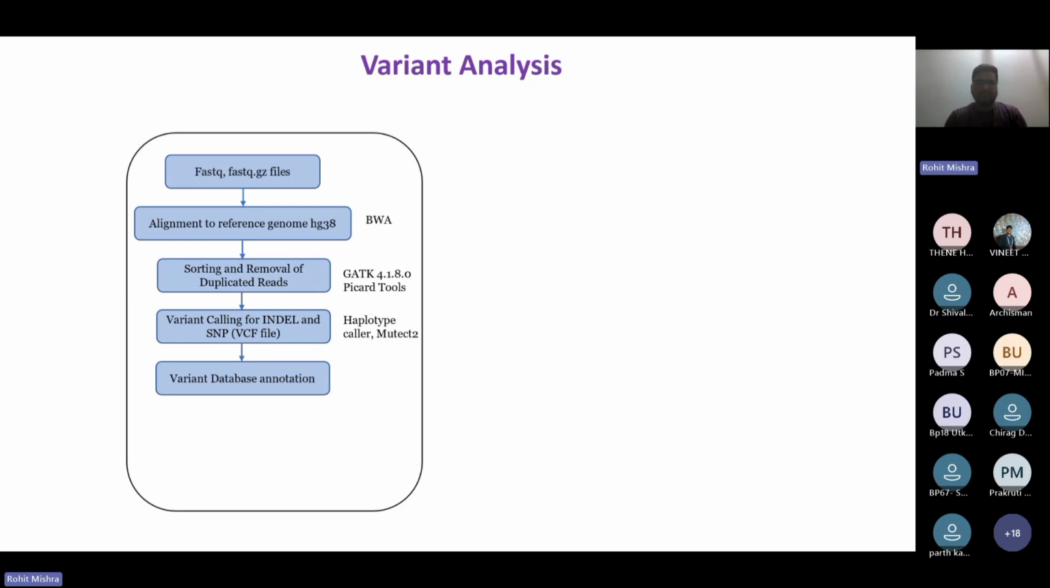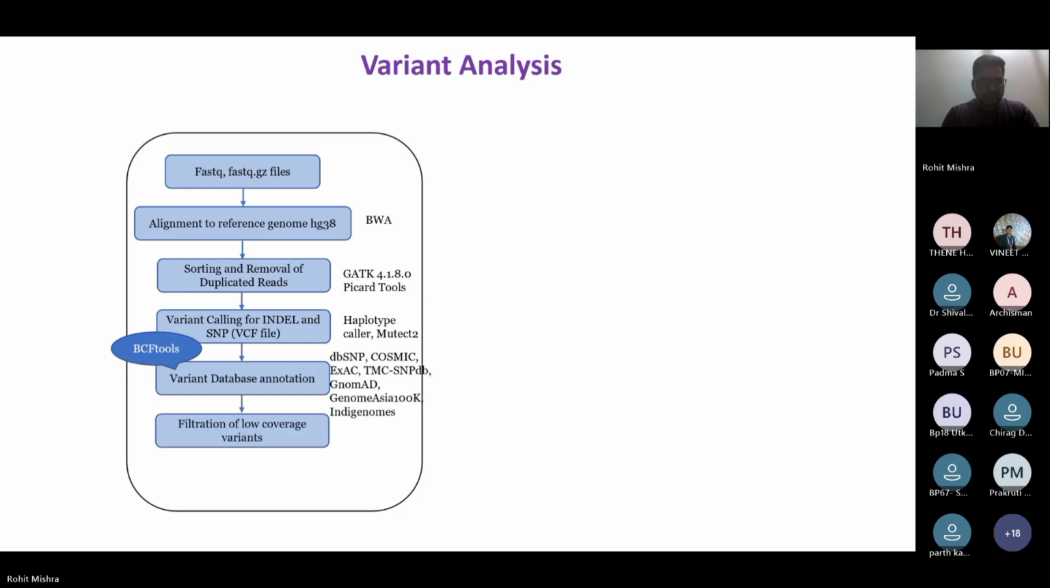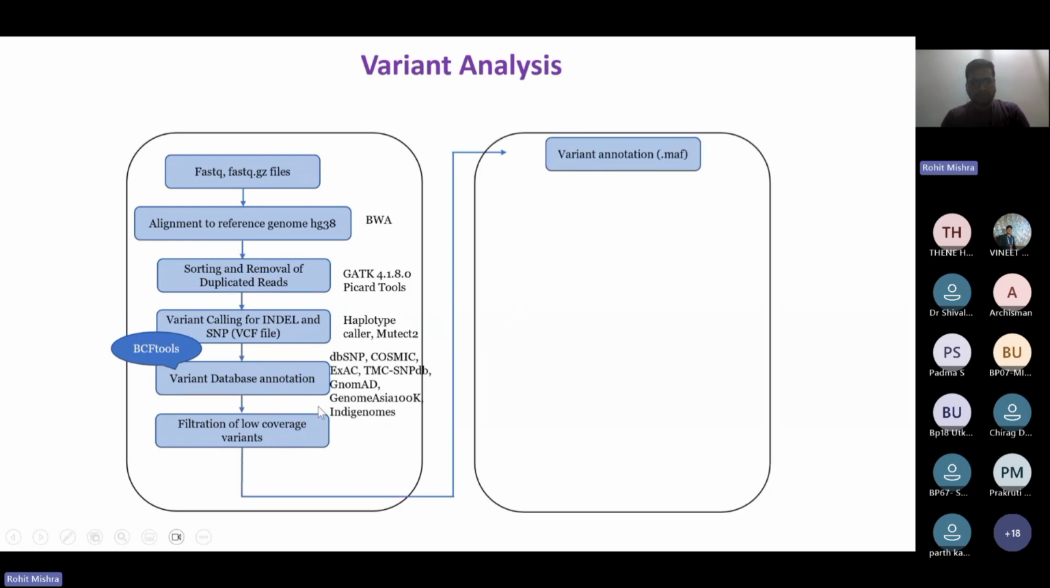And then variant database information. We only had base change information, so we check whether that base change is present in any of the population databases. I was talking mostly about gnomAD, but there are several other databases. COSMIC here is a somatic database, and the rest of them are population databases generated till now. We eliminate all the population databases, and we only keep variants which are known in COSMIC or which are not present in any of the population databases. We also filter low coverage variants, and that's how we reach good quality variants, which are generated in MAF format.